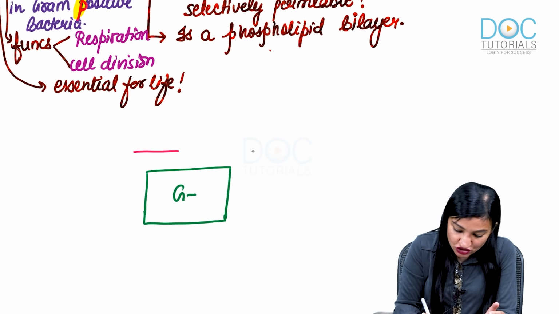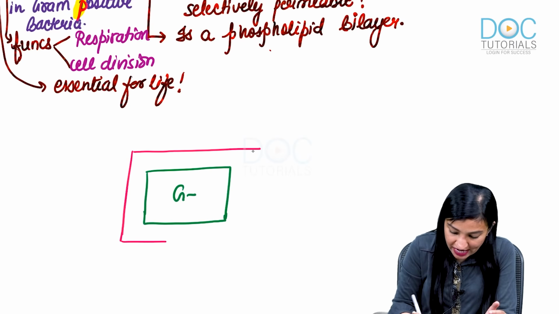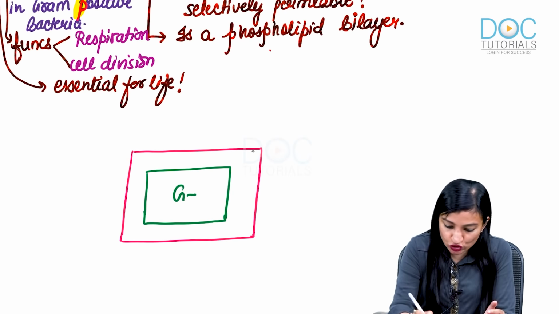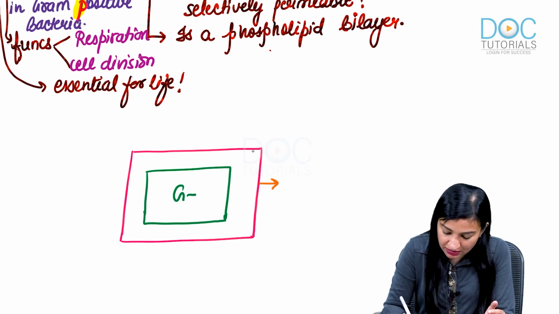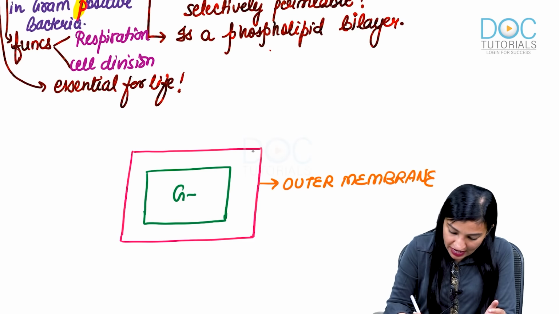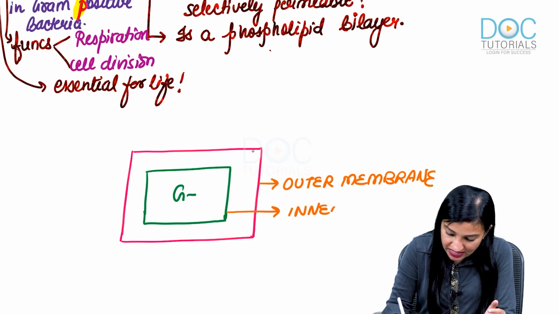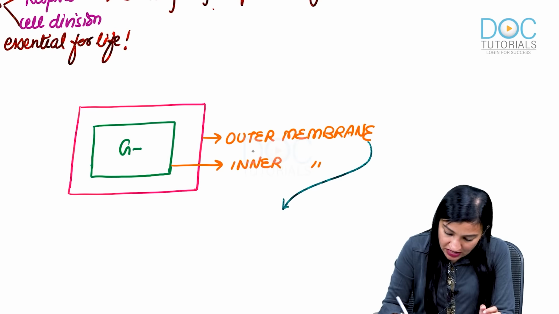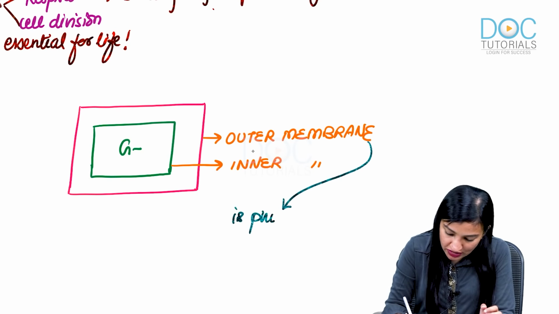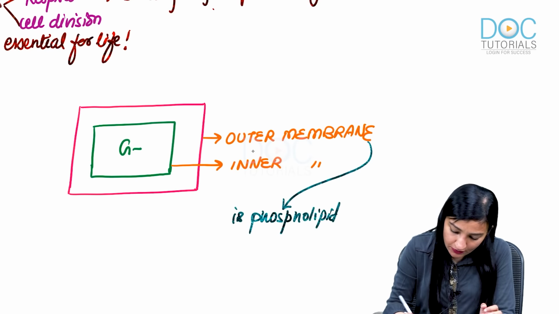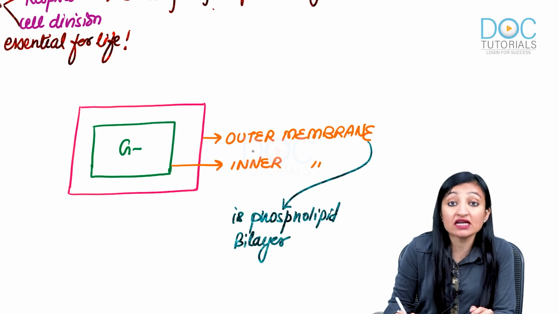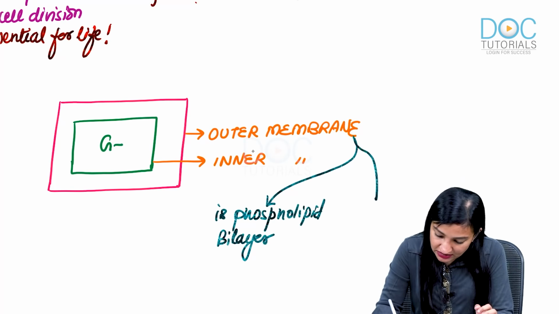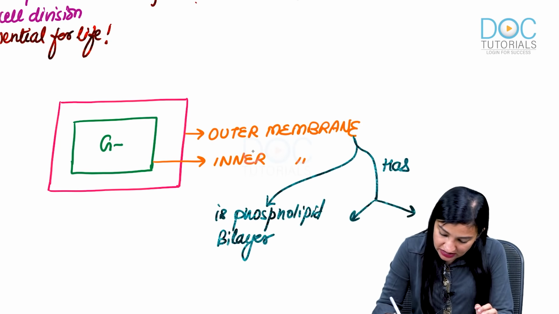The outer membrane is a structure which is present in gram negative bacteria, which I have drawn over here in pink color. So this is nothing but the outer membrane, and this green one of course is the inner or the cell membrane or the plasma membrane. Few words about the outer membrane. The outer membrane also is a phospholipid bilayer, just like the inner membrane, but it is a little different from the inner membrane. In what sense? It has some additional structures called porins, which are a kind of proteins.